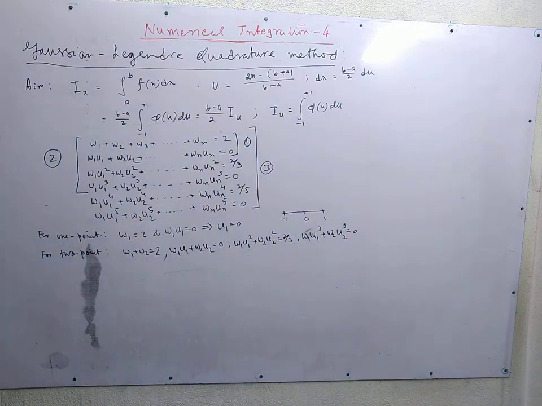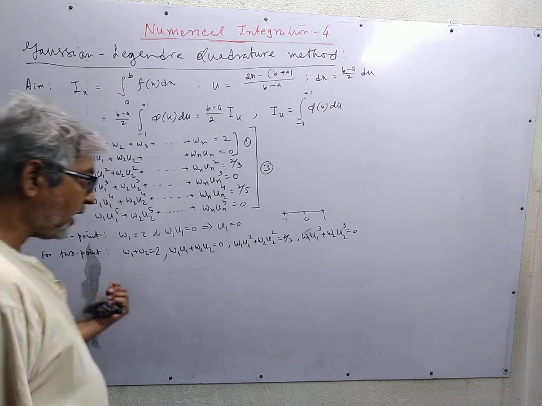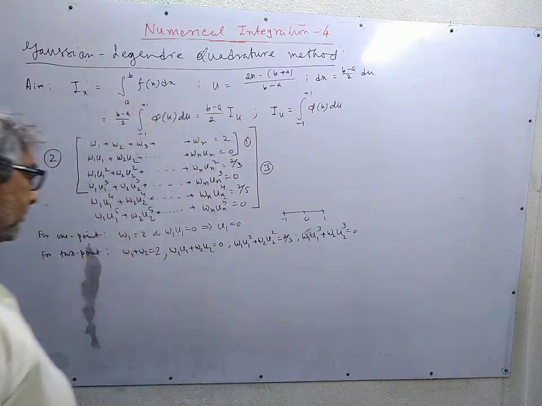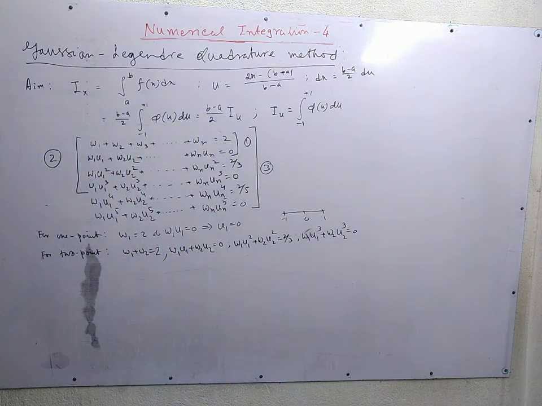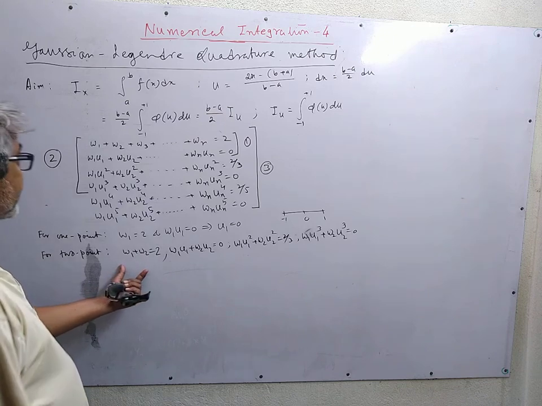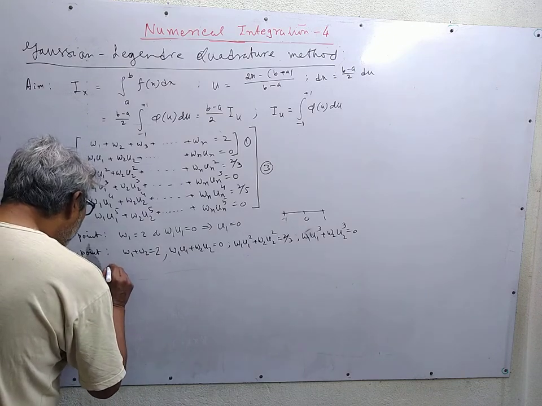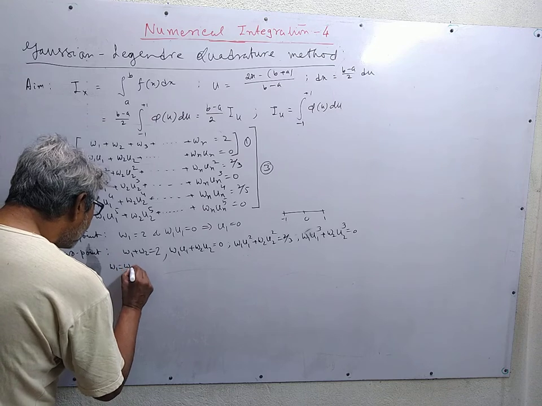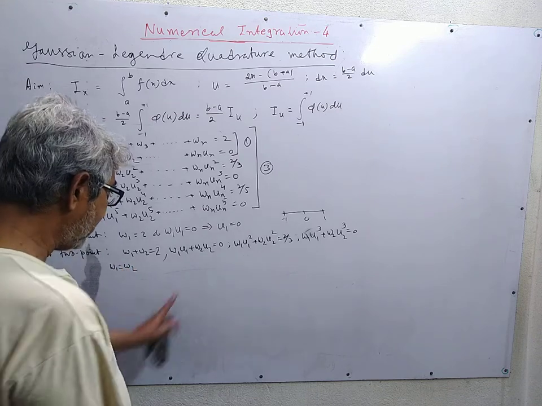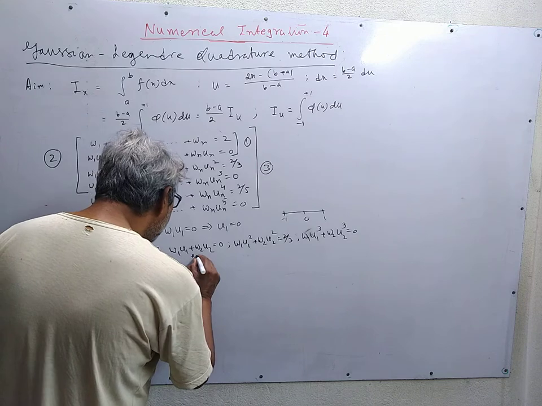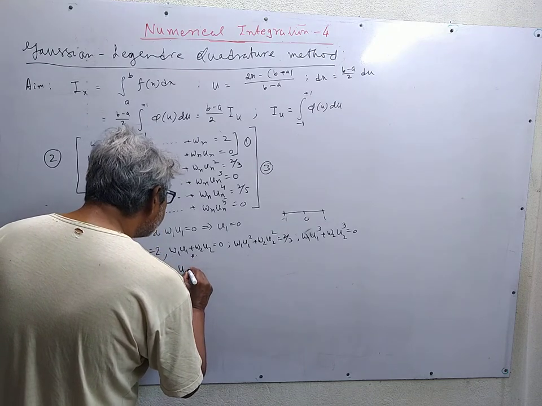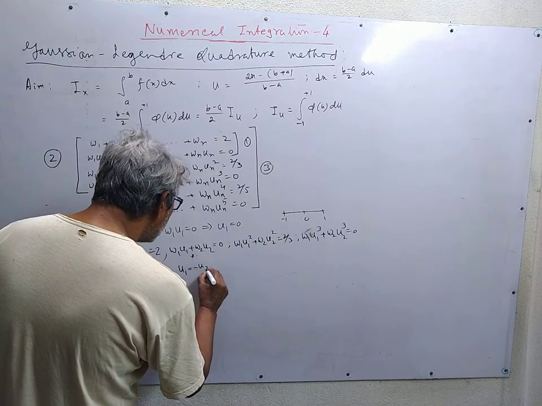To get 4 unknown quantities, we have to solve 4 equations. We may not solve the equation rigorously, but we can get the result. Since the points are symmetric, the weight factors have to be symmetric. So for the 2 points formula, W1 is equal to W2. Obviously, this equation gives you U1 is equal to minus U2.